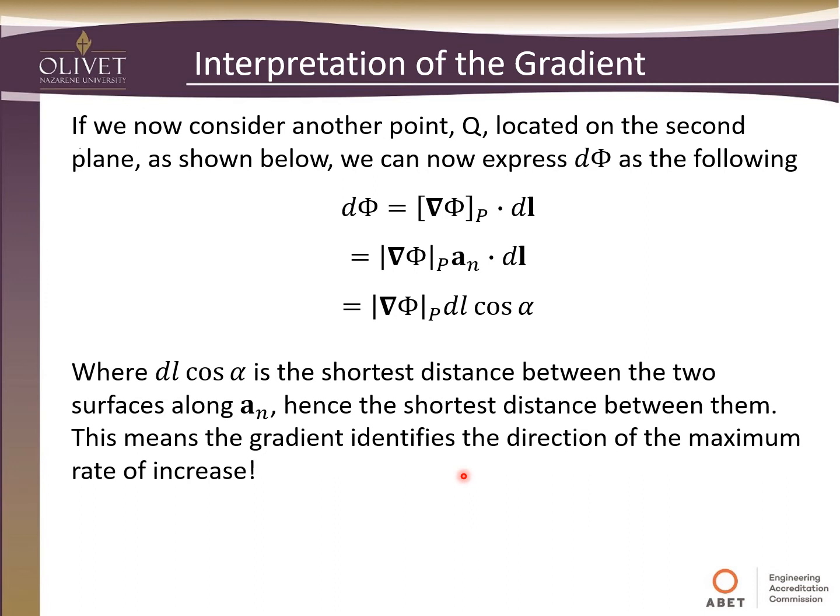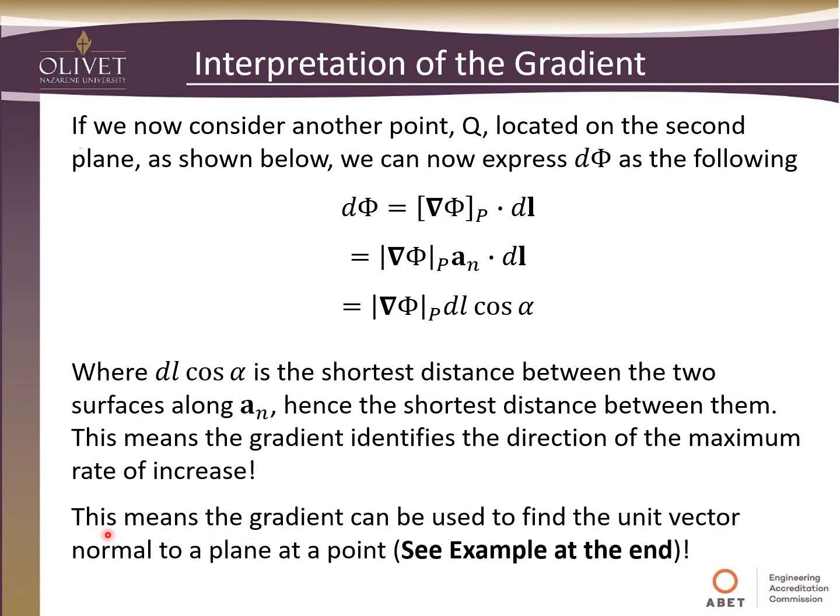So this is important. This also means that the gradient can be used to find the unit vector normal to a plane at a point. So that's incredibly useful. In the first couple of lectures, when we were doing vector operators and reviewing vectors, we found a way to do that. But now, if we use a gradient, this is a much easier way to find that unit vector.